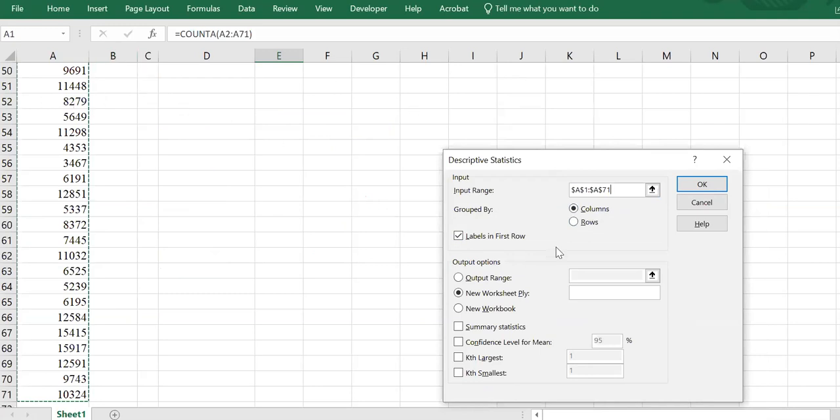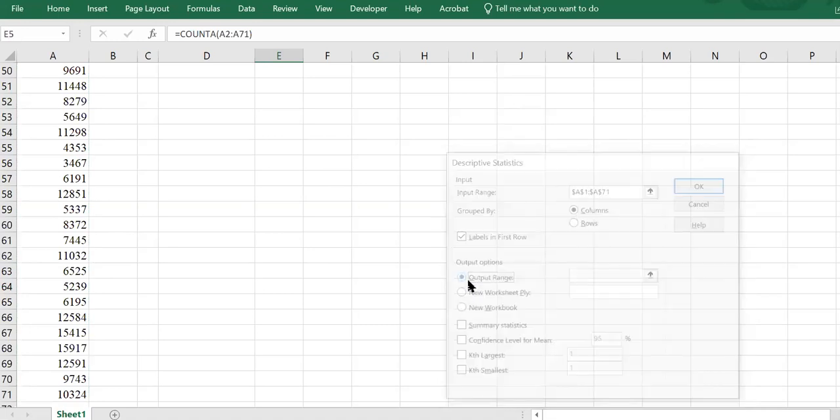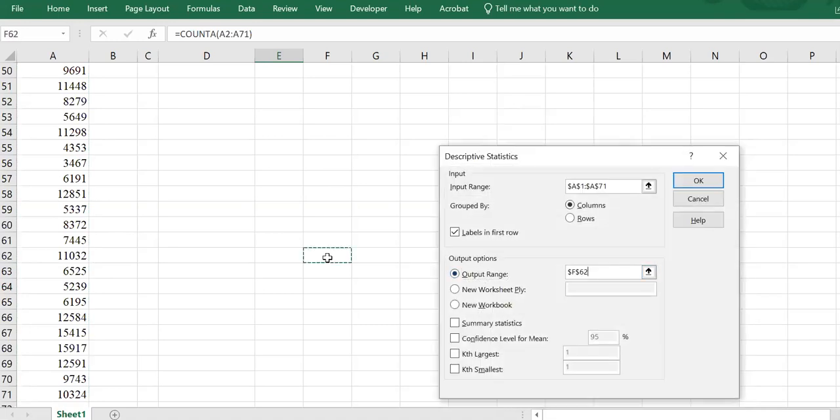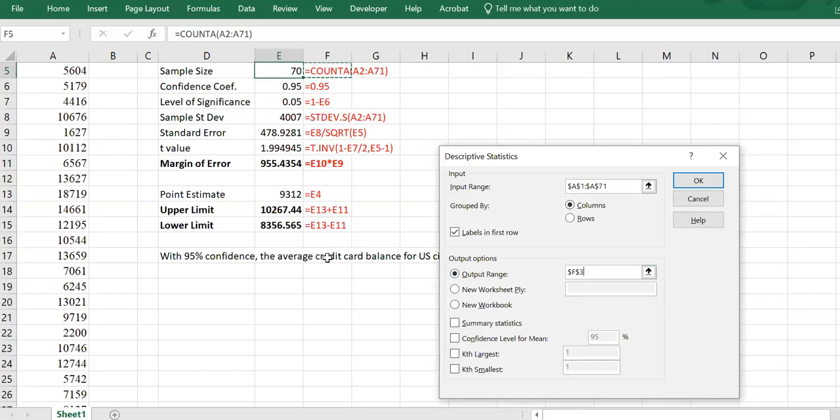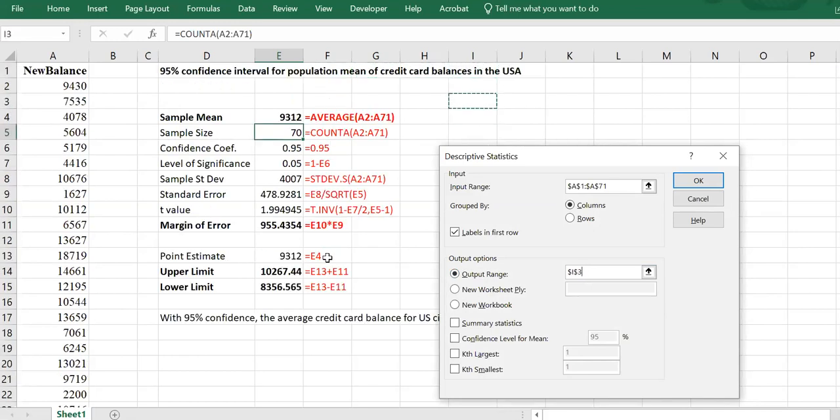When you select all of them, you check this one, and that would make sure that each variable is represented in one column. Sometimes you may have your variables defined in each row. If that is the case, you just check the rows here. But grouped by columns is good for us. Output range, I'm just going to put it right in front of my table here. This is where I'm going to show it.